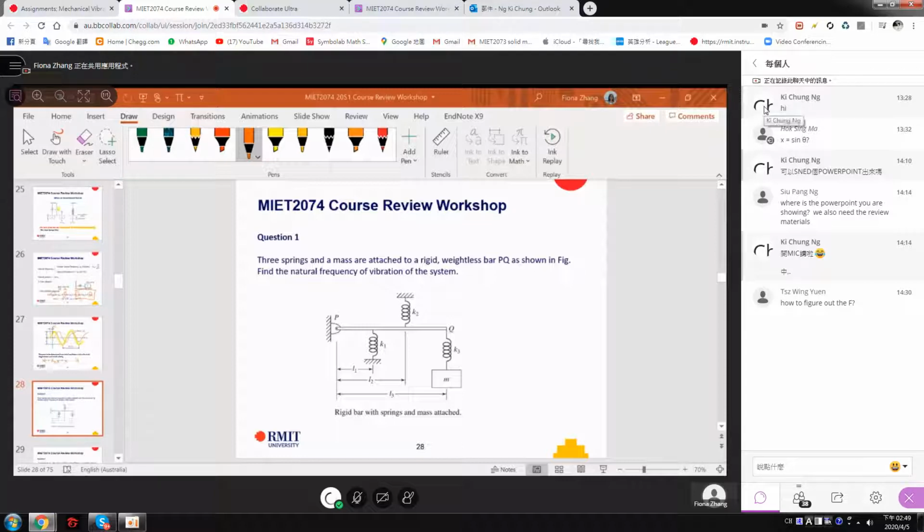Are you talking about the cantilever beam? Right. So it doesn't matter. You can tell me later, or you can send me a private message. Right.